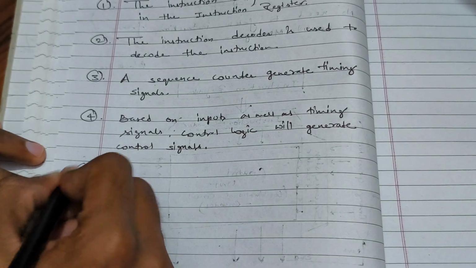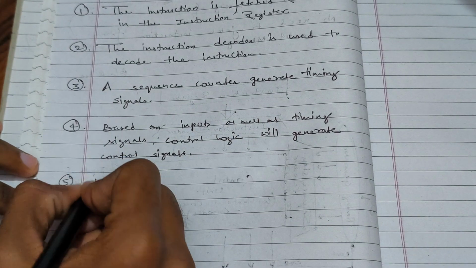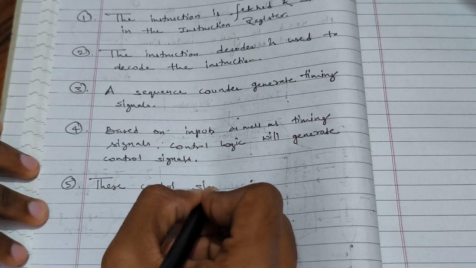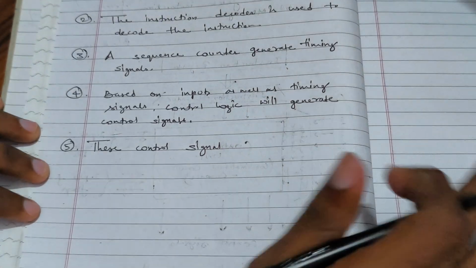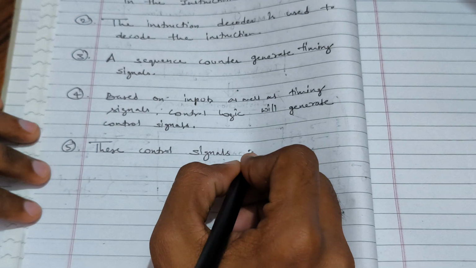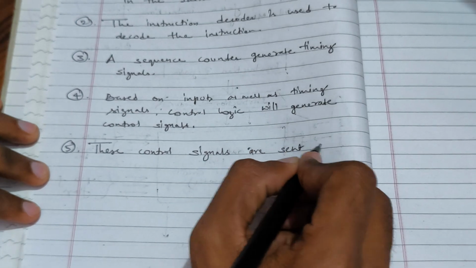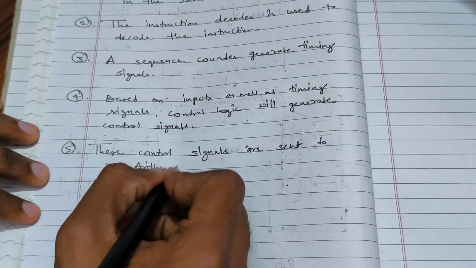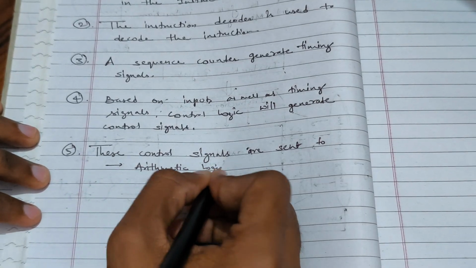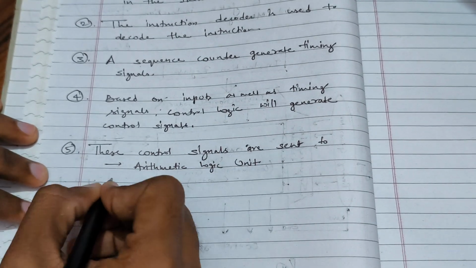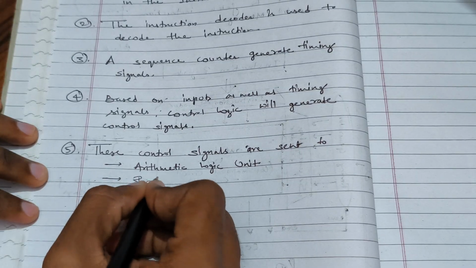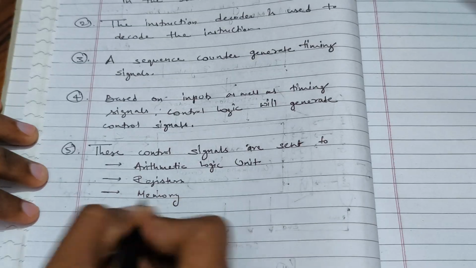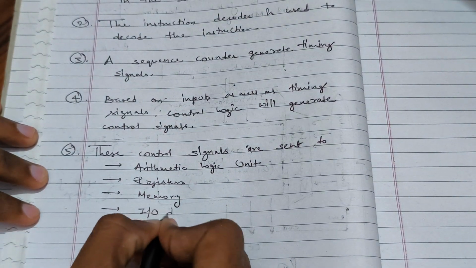So the last step in the working is that these control signals are sent first to the arithmetic logic unit, then to the registers, to the memory, and to the input output devices.